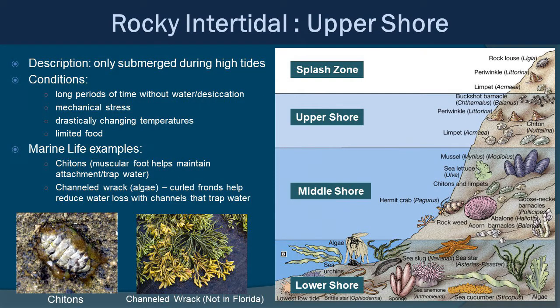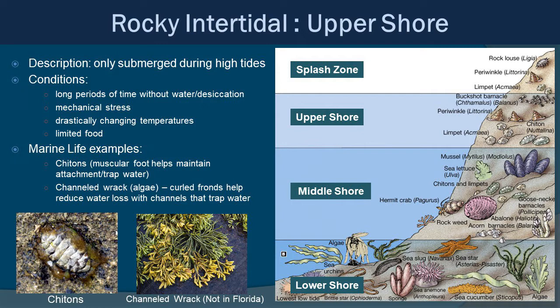Now we'll descend into what we call the upper shore. The upper shore is only submerged during high tide. So during long periods of the day, it can be without water. And then of course, when the tide comes in, it can be inundated with water. So there's that back and forth. This also comes with what we call mechanical stress, because as the water comes in and out, it's going to push and pull organisms along.